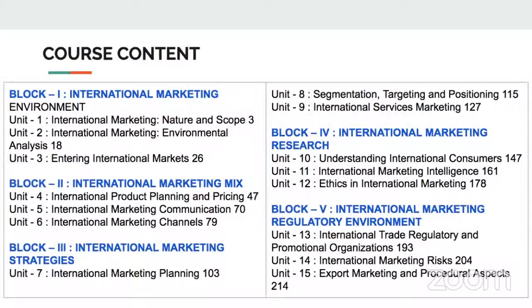Three units. So we have block one, that is on international marketing environment. The block two talks of marketing mix. Third block talks of strategies. The fourth block covers international marketing research, and block five talks about international marketing and regulatory environment.